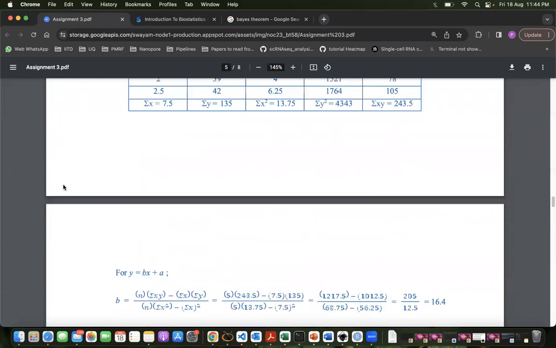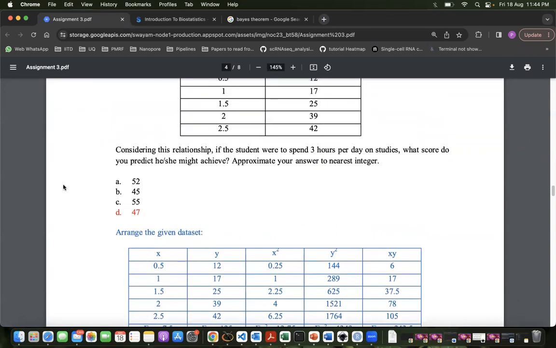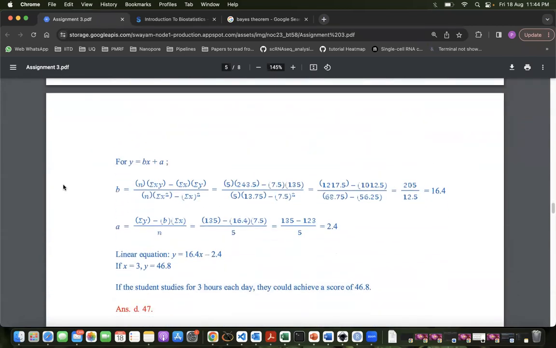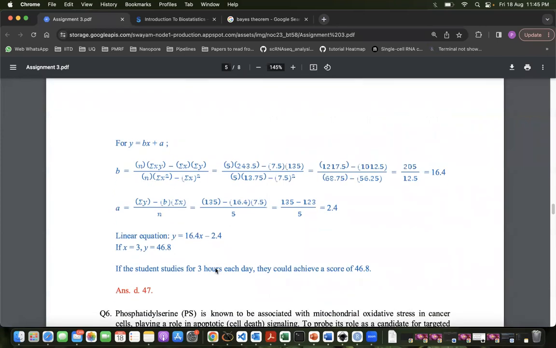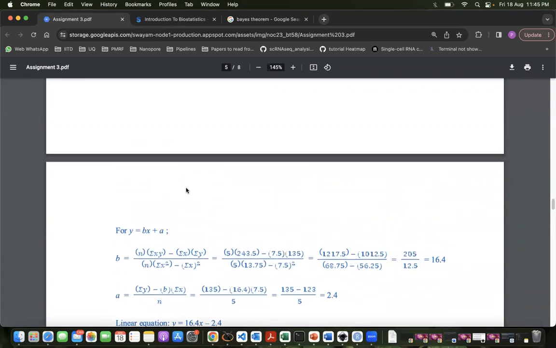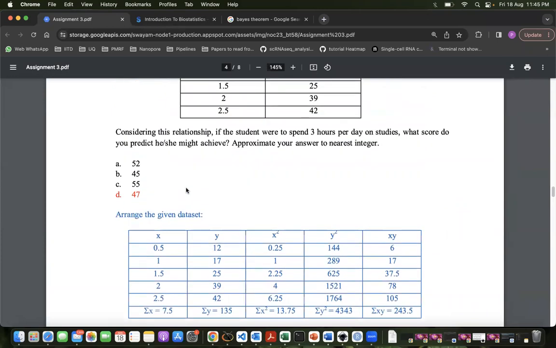Ma'am, here actually y equals ax plus b, and the last answer gives a as 16.4 and b as 2.4. And how did they get the minus here, ma'am? Exactly, even I had the same thing. I got plus and I got 52, and I wrote that answer. Oh, minus, okay. Wait. The linear equation says y equals bx plus a. Neither a nor b is negative. I solved it and got 52.